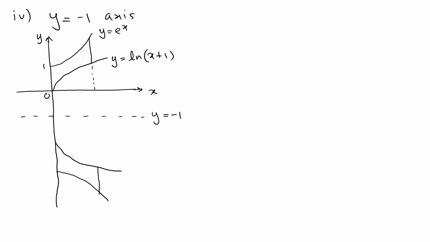For this one, since we rotate about this axis, we can use the washer or the cylinder method. But the cylinder would be difficult, because when you want to find the cylinder, you want to find the height, and it's very difficult to find the height here. So we can use the washer method for this one. We mark the typical washer.